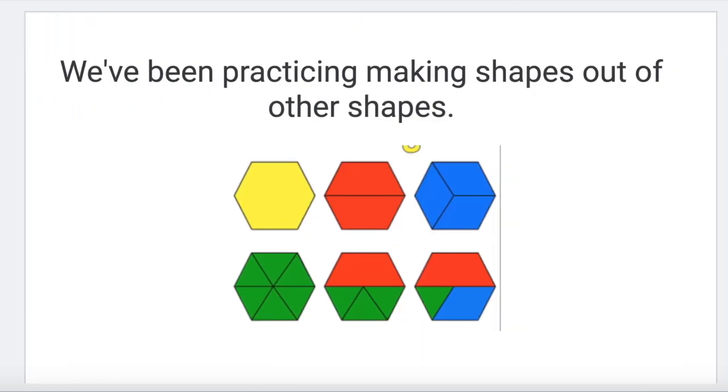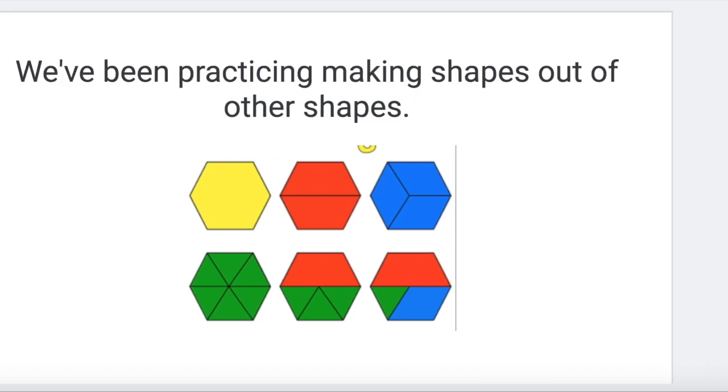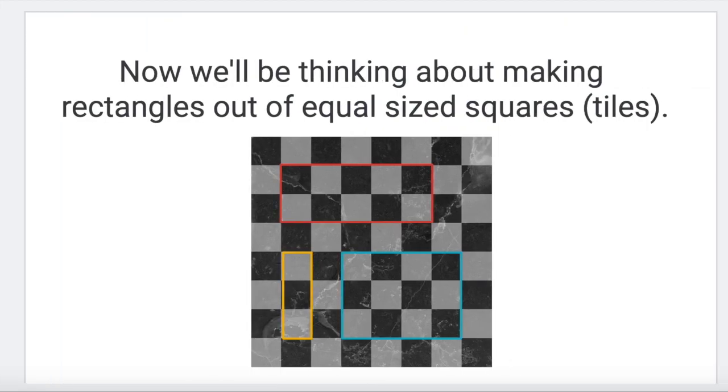Now, we've already been practicing making shapes out of other shapes. Remember the activity when we took the yellow hexagon and figured out all the different ways we could make that same hexagon shape, but using other smaller shapes. Now we're going to use that same kind of thinking to think about rectangles. We're going to be making rectangles out of these equal size squares, which we're going to also call tiles.